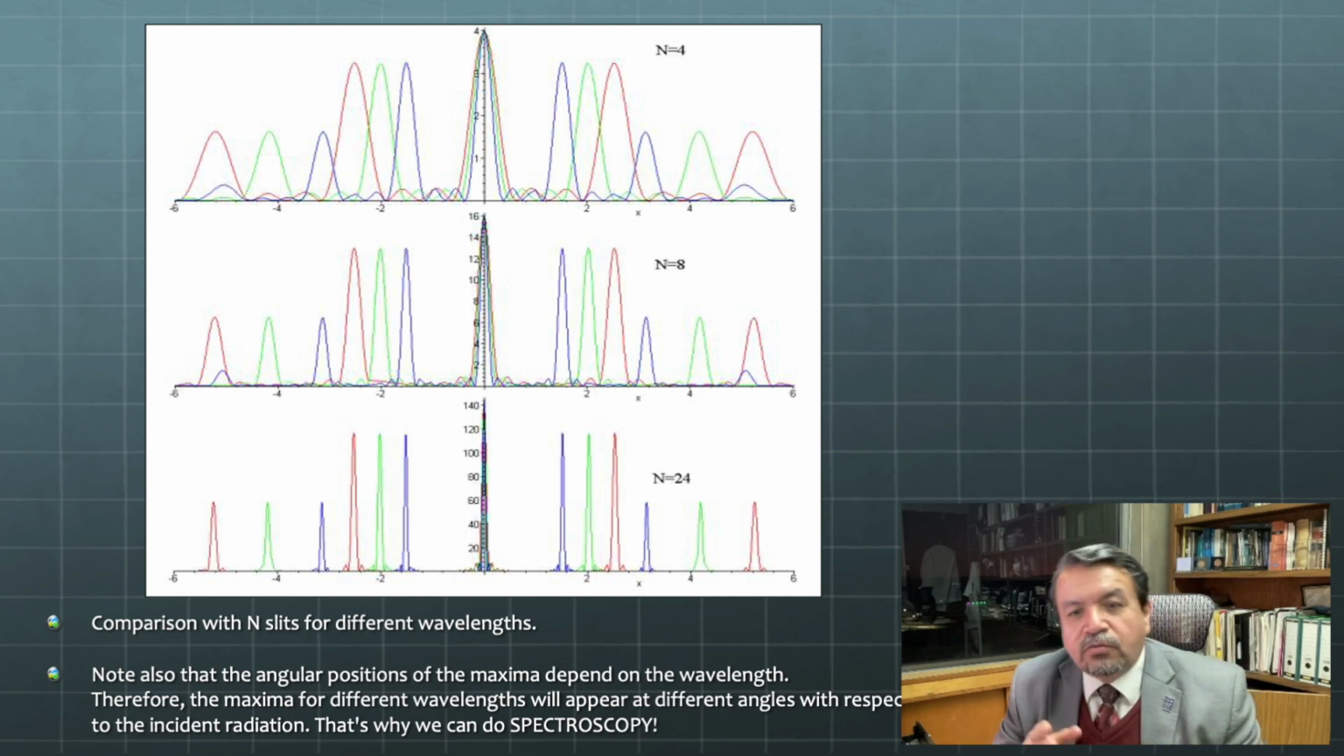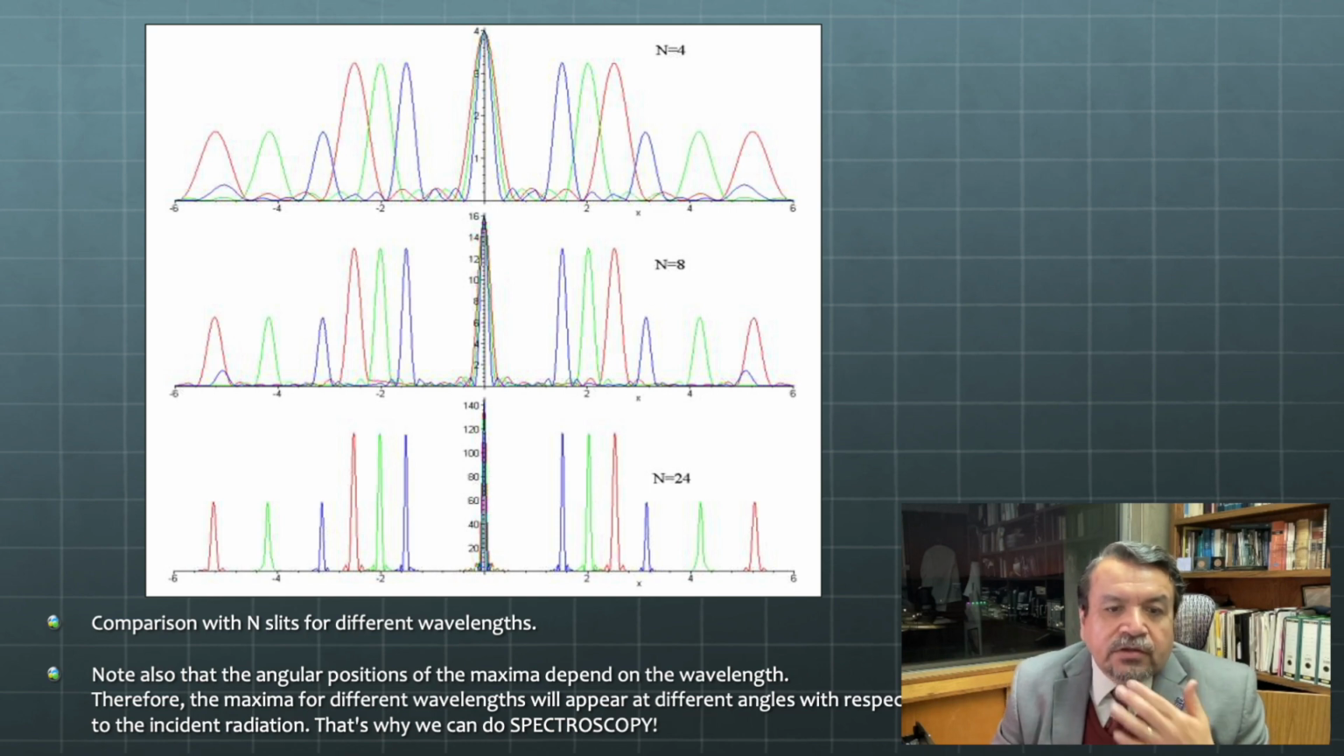Which one is the blue, which one is the green, which one is the red of the same order. For example, this would be order 1. So this is what takes place. This is the comparison of what takes place when we make use of more slits, and what takes place with the colors and their respective effects and outcomes.